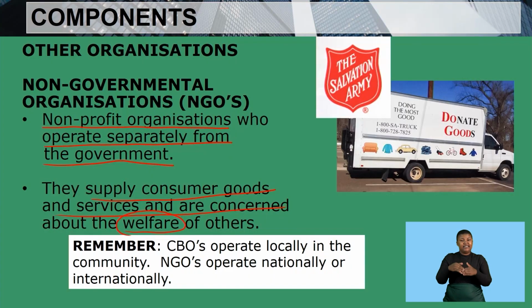So let me just focus your attention on this little notice here at the bottom. Remember, do not confuse CBOs with NGOs, as CBOs operate locally and NGOs operate nationally and internationally. It can be quite confusing because CBOs and NGOs have the same aim, and that is social upliftment and providing goods and services to the local community. Just remember, CBOs operate locally, NGOs nationally or internationally. All right, so that is our first two organizations.